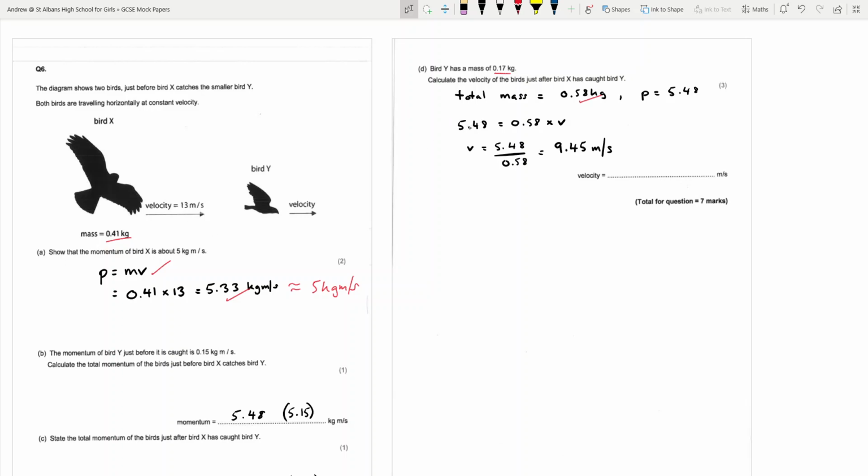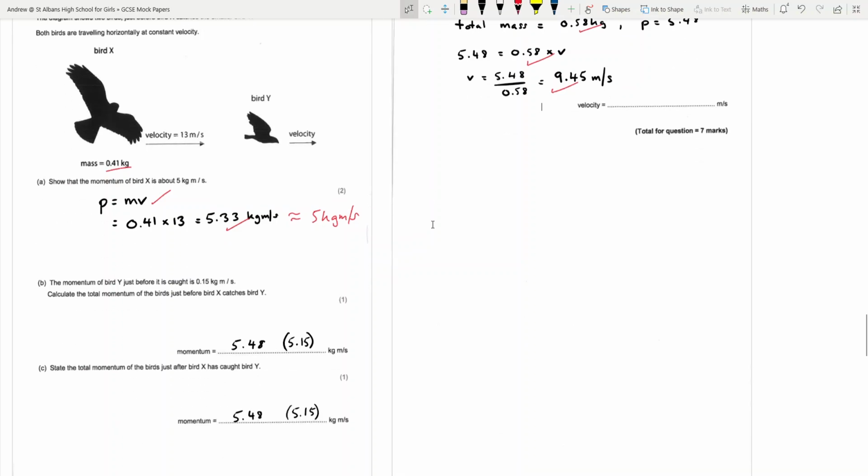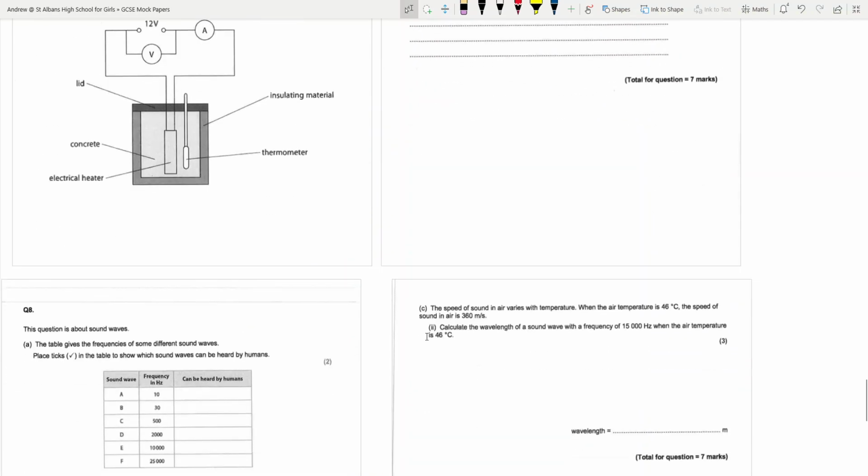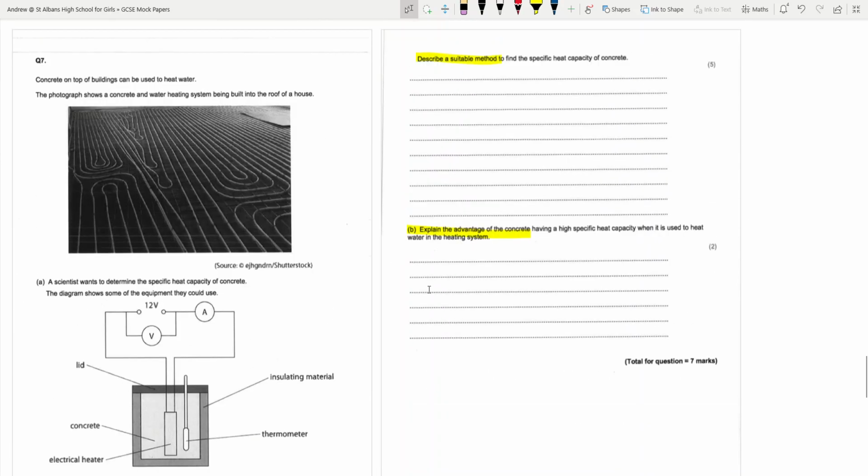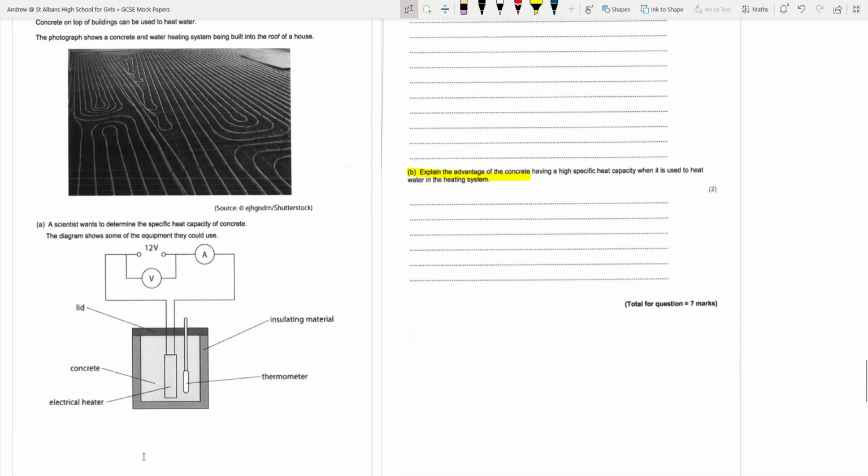I've got momentum is mass times velocity. So we can do a substitution, and then we can get our calculation. So we rearrange and calculate. You get 9.45, or slightly less if you've used 5. Perfectly fine. Okay, and then we have our last couple of questions to do.